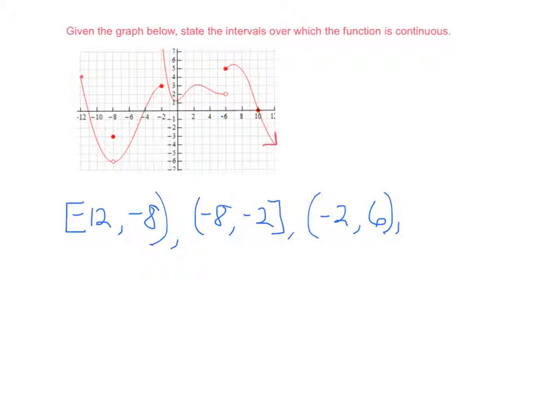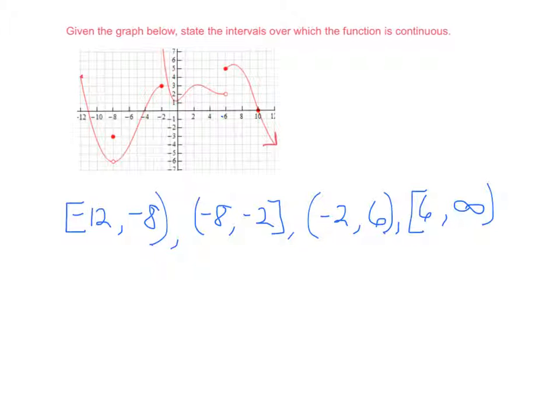And so we have a closed circle at 6, so we're going to put a bracket. And then you can see that it travels along to infinity and even has an arrow at the end, so we end up with this. So over those intervals, the function is continuous.